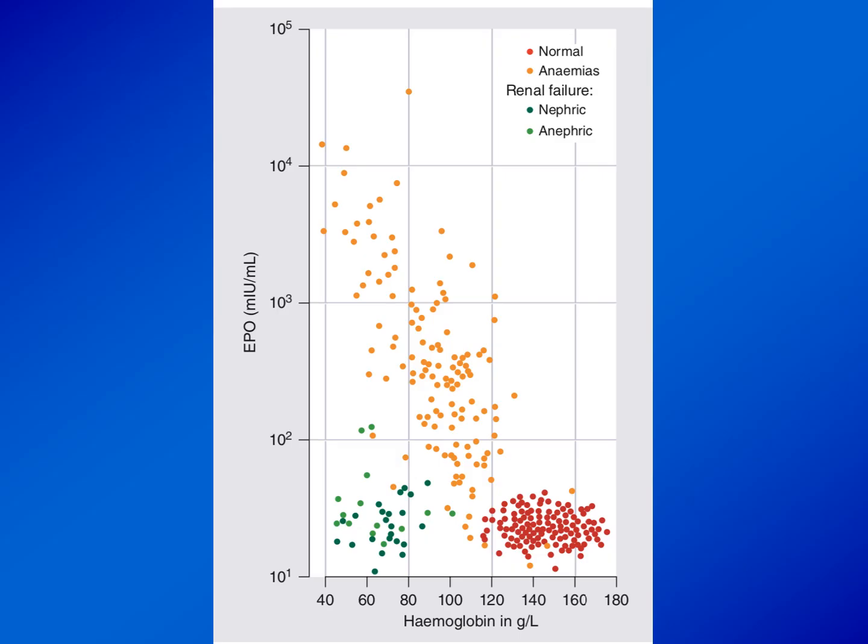The erythropoietin level is markedly increased as the anemia becomes more severe, and the more severe the anemia, the higher the erythropoietin level tends to be, except in patients who have renal failure or who are anephric. In spite of anemia, their erythropoietin level remains low.